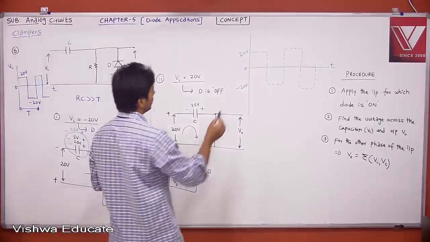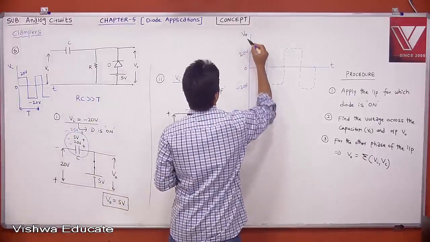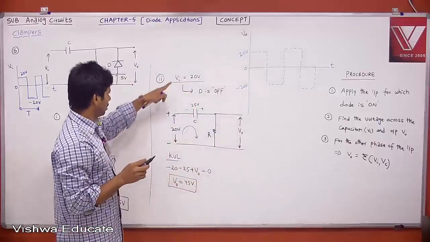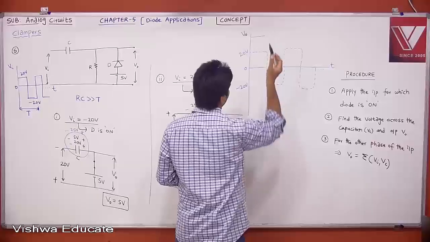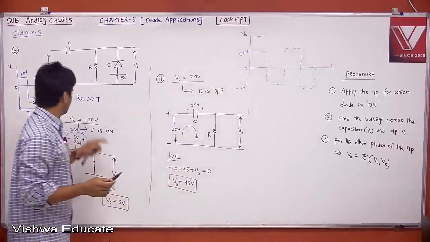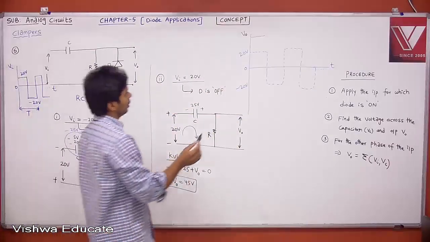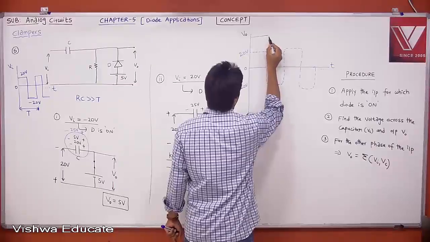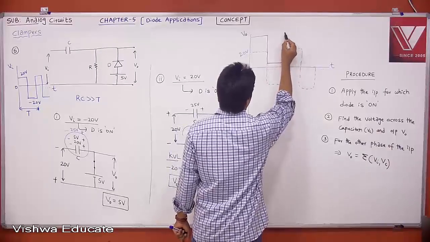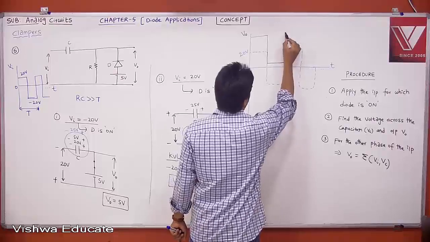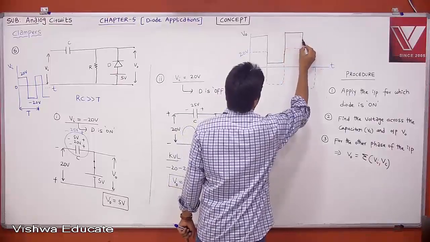Now what is your output? Tell me, when input is 20, what is your output? 45. When input is minus 20, what is your output? 5. Therefore, remember whether you did correct or not.